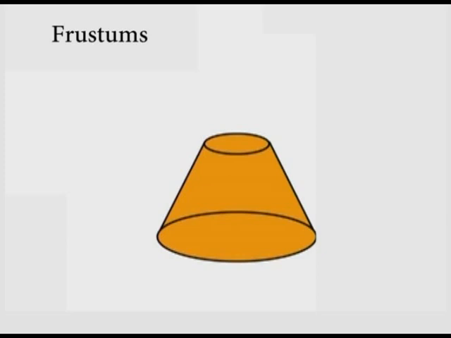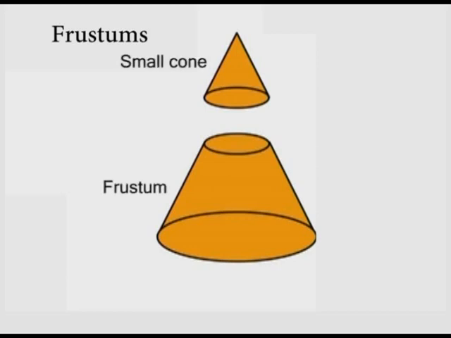Next, frustums. A frustum is obtained by chopping off a cone at a given height above the base. This also results in formation of a smaller cone. An important thing to know is that the smaller cone obtained is similar to the original cone, and therefore the ratio of the sides is proportional.